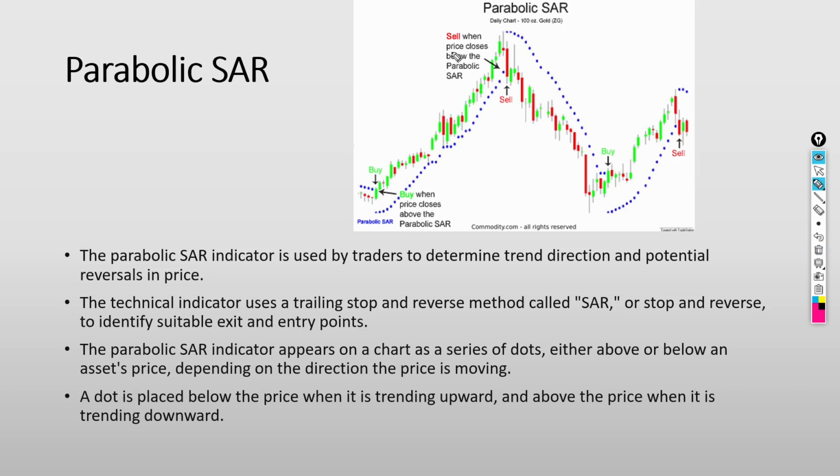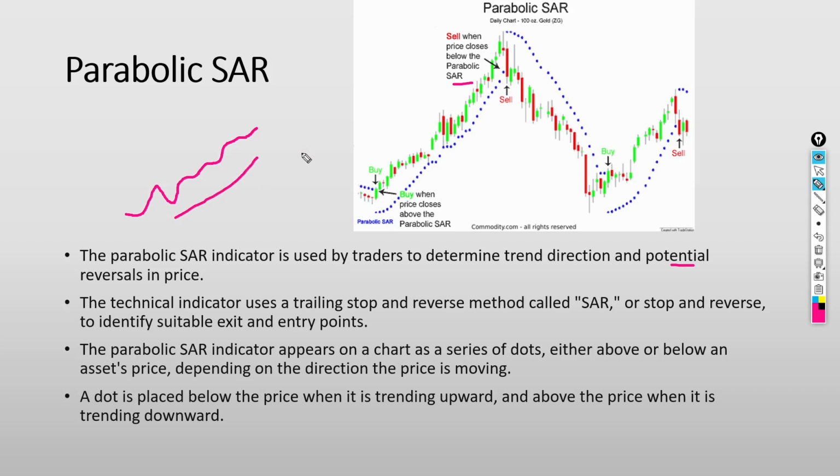With the parabolic SAR, you sell when the price closes below the parabolic SAR, and you buy when the price closes above the parabolic SAR. Simple as that. The parabolic SAR indicator is used by traders to determine the trend direction and potential reversals. If you've been following the videos on this channel, remember that we only make money when the price moves in a trend like that.